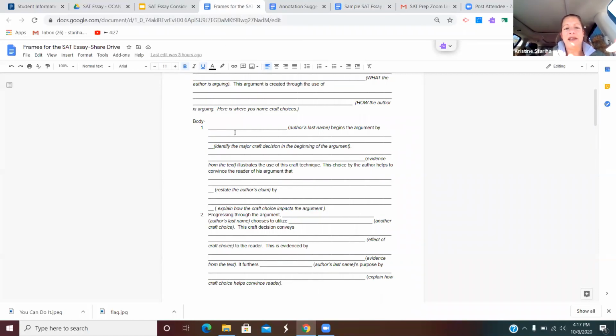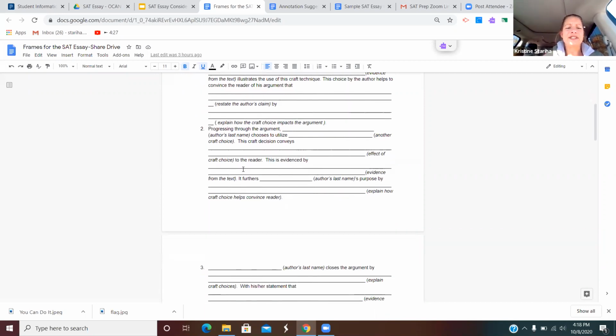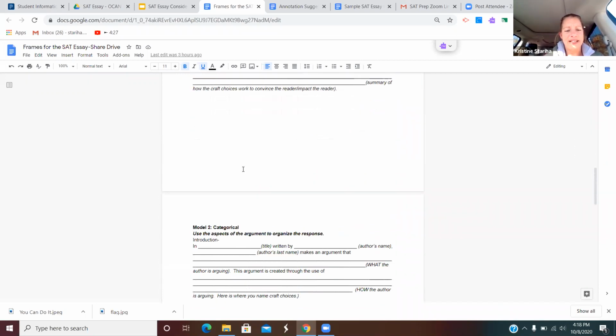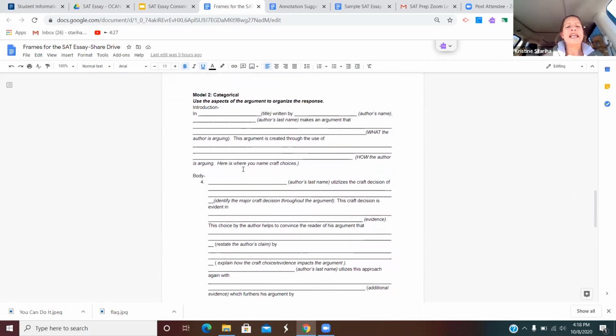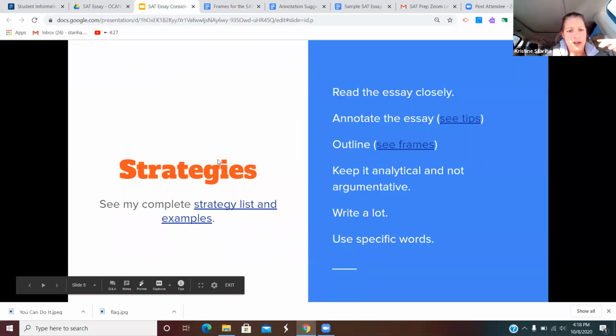The other way that you can craft this essay, depending on what works best for you and the actual excerpt that you're reading, what seems to work best for that particular prompt, is to do what's called a categorical response, and that's the second frame I give you. And that categorical response is where you actually use the aspects of an argument to organize the response. And I think I did that for you in another example that I wrote for you. And that's linked here in the strategy list, an example.